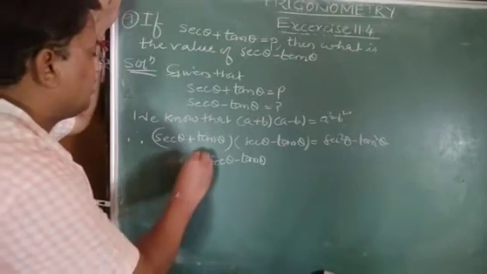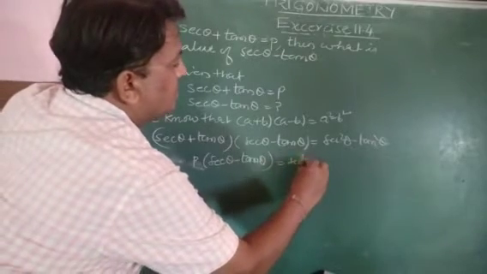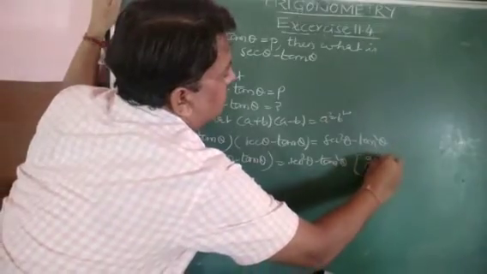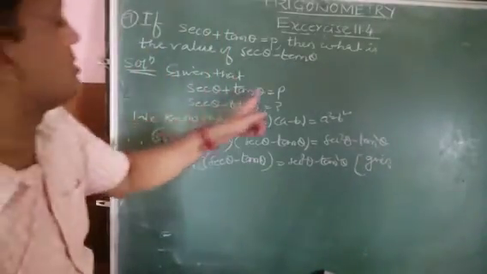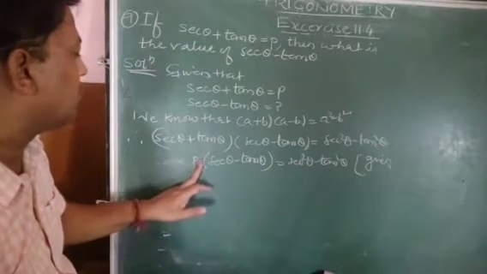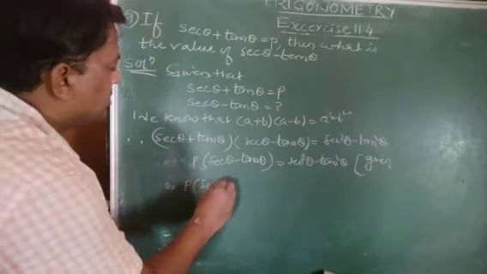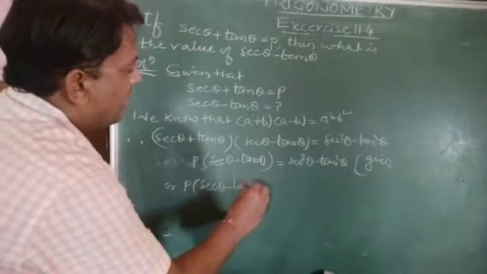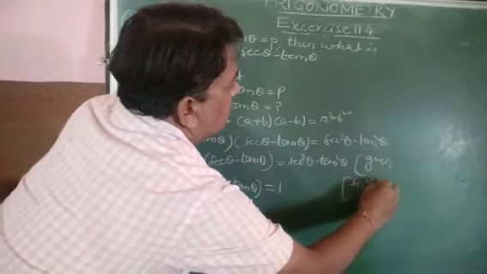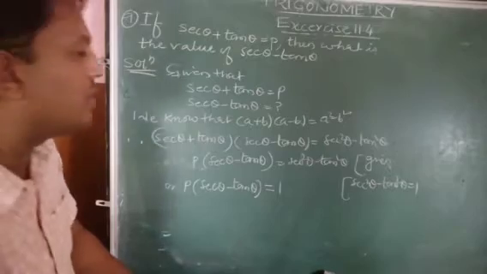Sorry, P into sec theta minus tan theta is equal to sec square theta minus tan square theta. How? Given that sec theta plus tan theta is equal to P. Now children, we can write P into sec theta minus tan theta is equal to 1. Why children? Because it's a trigonometric identity that sec square theta minus tan square theta is equal to 1.